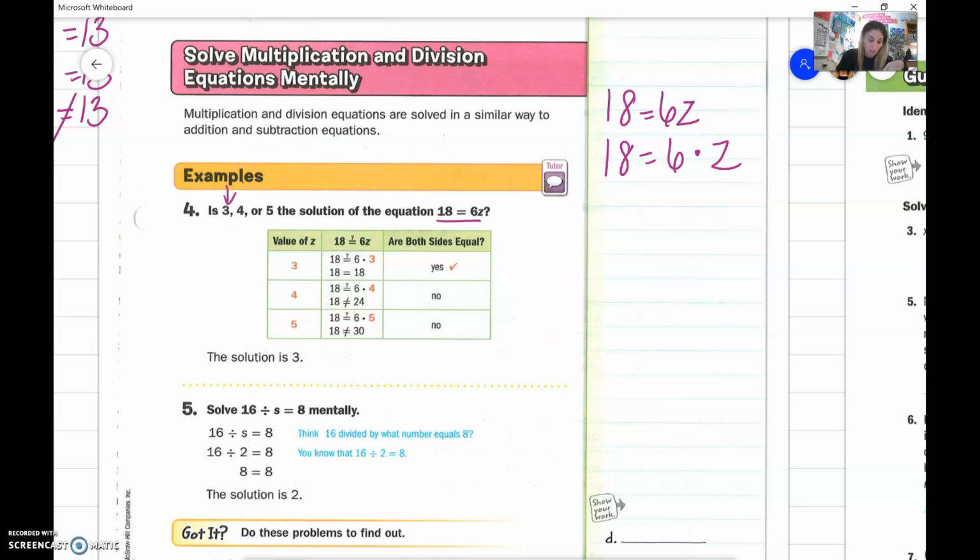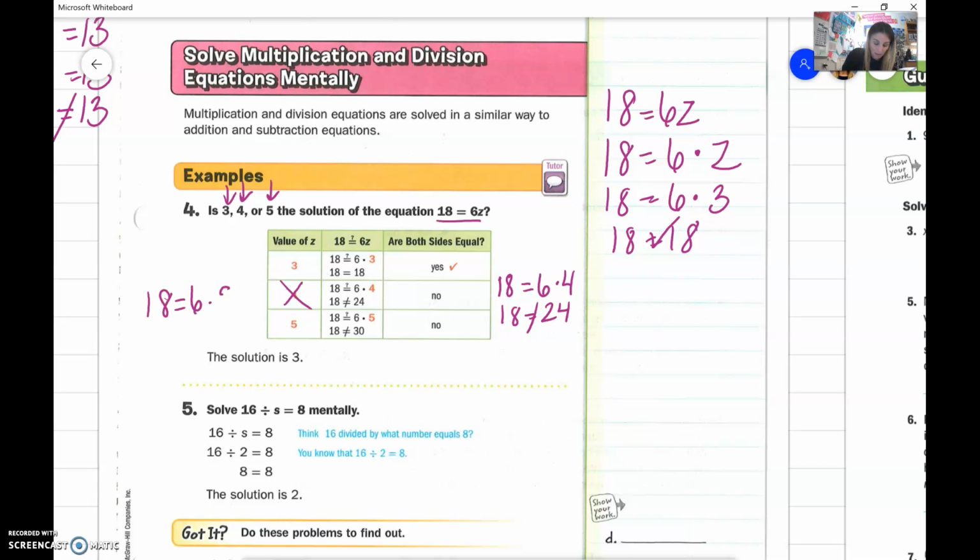So it says, is 3, 4, or 5 a solution? Well, if I replace it with 3, I know that 18 equals 18. Yes. I know here, when I replace it, 18 equals 6 times 4, 18 equals 24. That does not equal, so I know that 4 is not an answer. And then they did the same thing with 5. So 18 equals 6 times 5. 6 times 5 is 30. Does 18 equal 30? No. So my answer is 3.